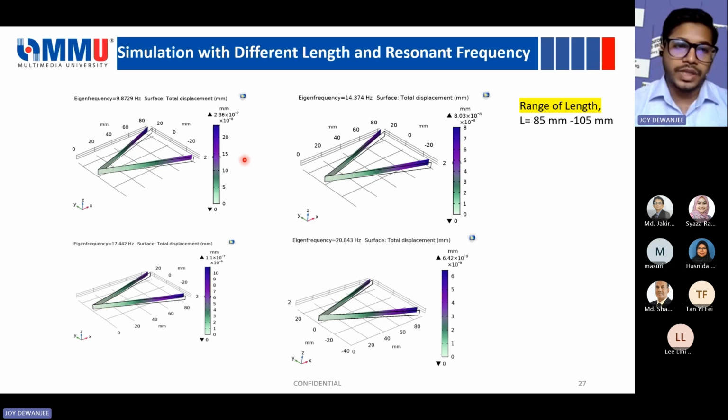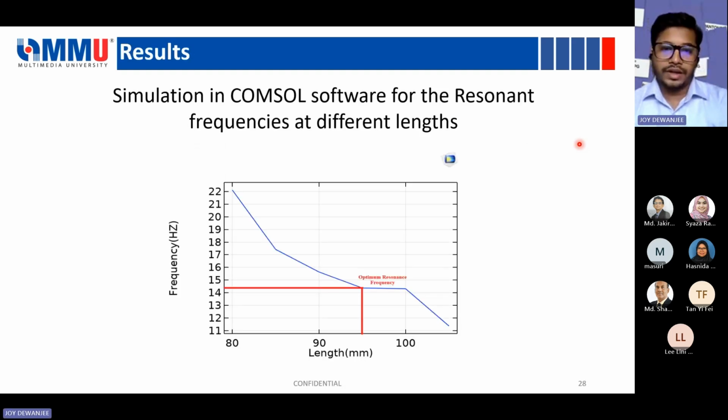So these are some pictures for the resonance frequency in the length effect. These are the beams we have designed, taking the parameters 85 millimeter to 105 millimeter. And finally, we have the results to show how the length affects it. So from the length effect, here the y-axis is the frequency and the x-axis is the length. Here we can see that if the length is increased, then the frequency is also increased.